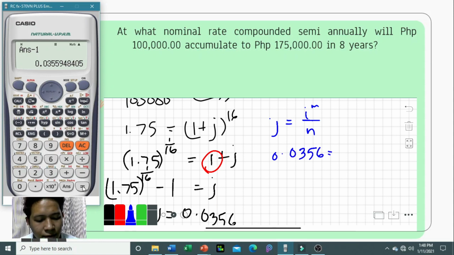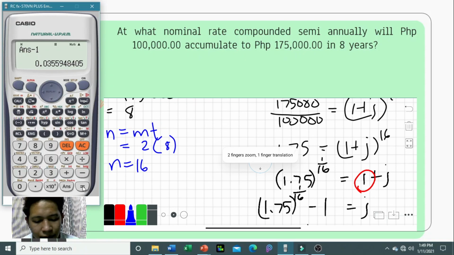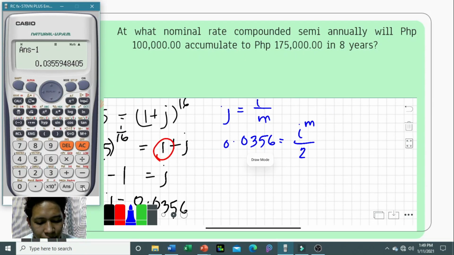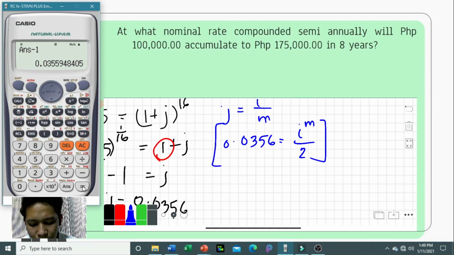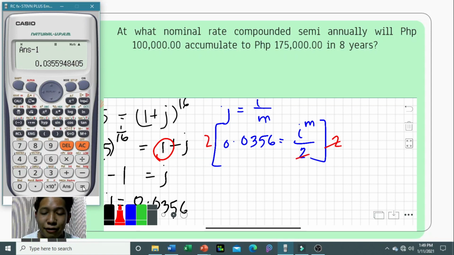0.0356 equals the nominal rate, which is unknown, over our frequency of conversion, which is equivalent to what? Which is equivalent to 2. Kasi, bakit 2? Kasi nga, yun ay semi-annual. So, what we're going to do now is to multiply both sides by 2 para ma-eliminate natin yung denominator na 2.